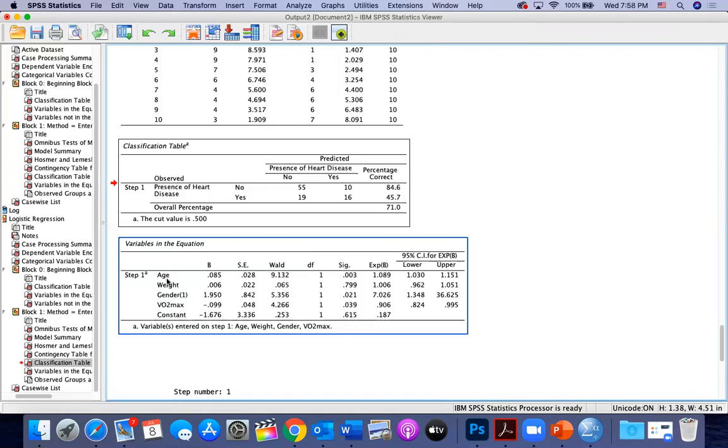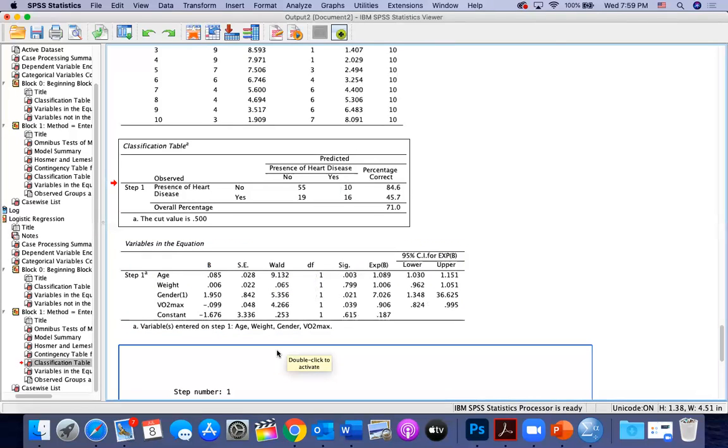So if we look at age, we can see that age was a significant predictor. Weight was not a significant predictor, gender was a significant predictor, and VO2 max was also a significant predictor, assuming that we are using an alpha level of 0.05. So this is about Wald, degrees of freedom and the level of significance.